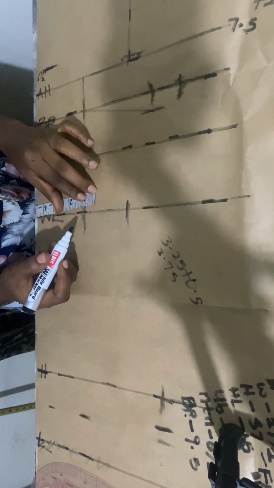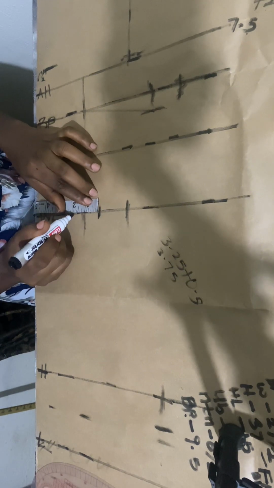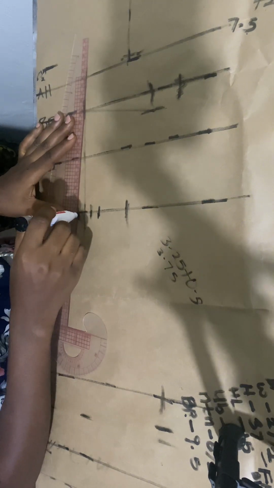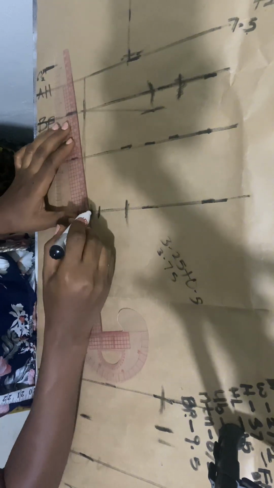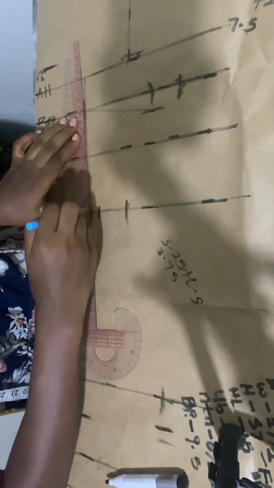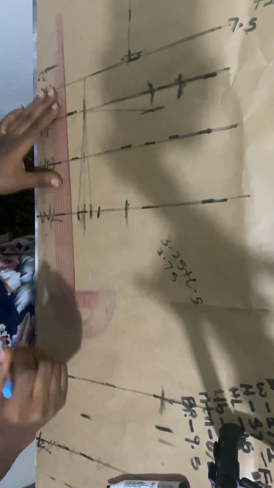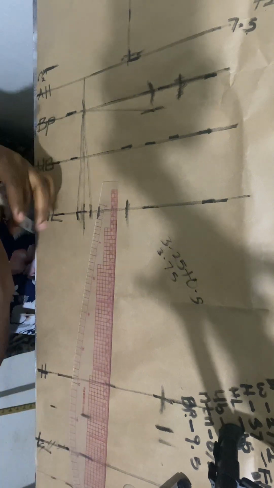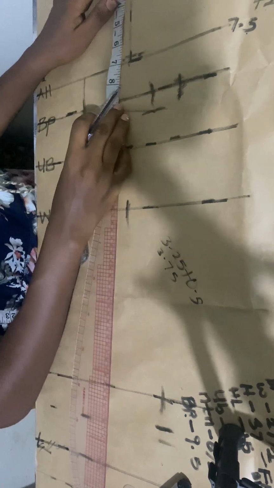So once we are done with this, let's minus half inch by half inch. This is just the basic movement, how to draft it.